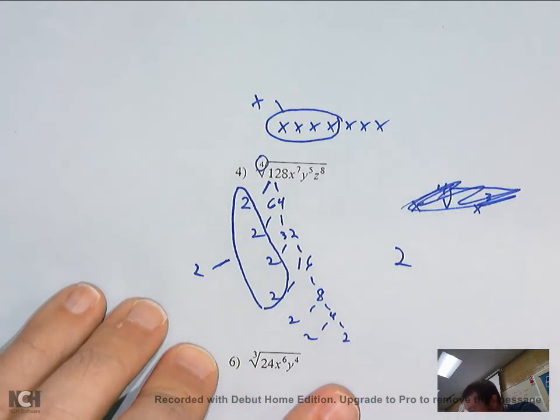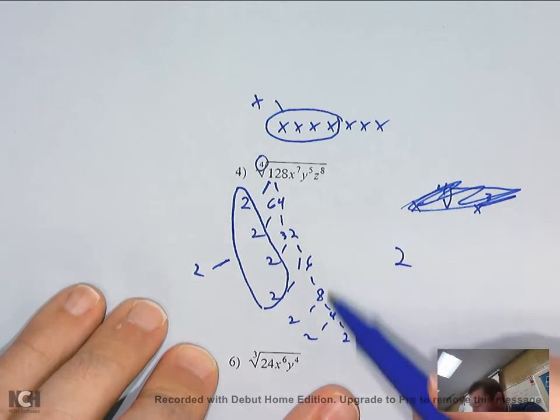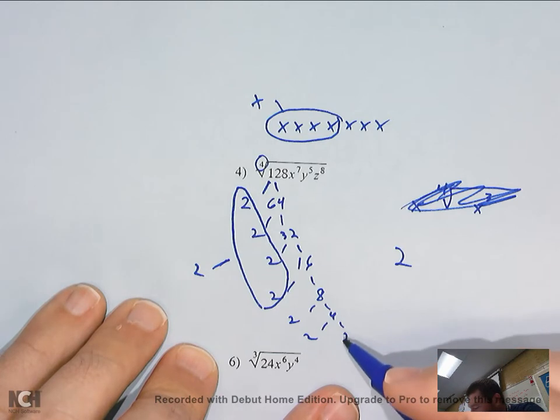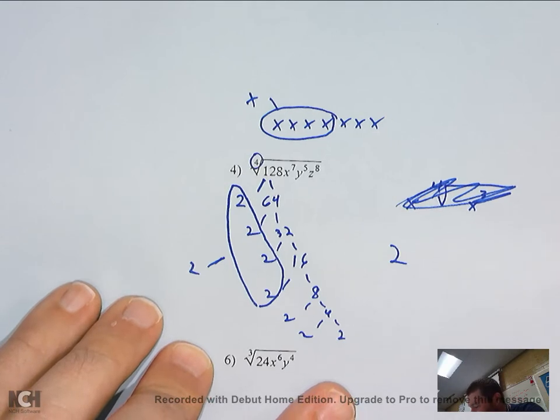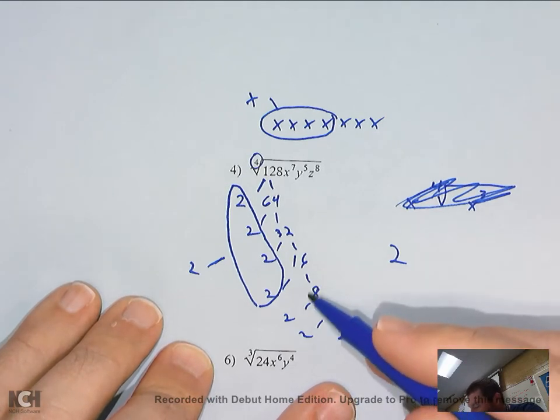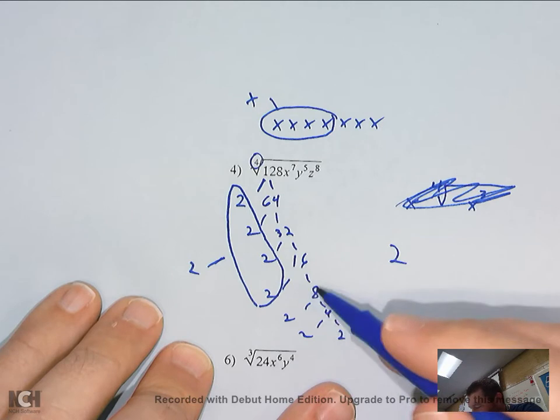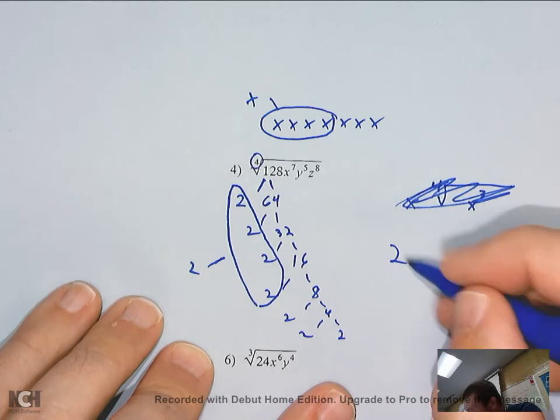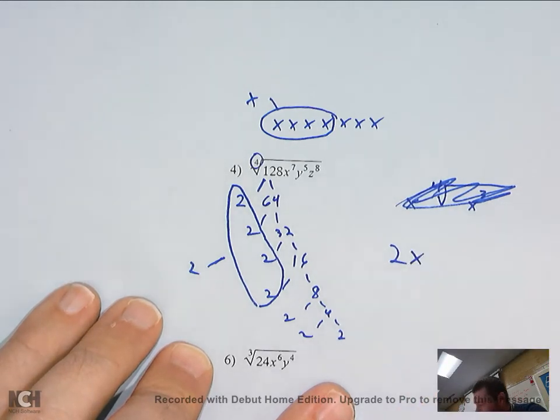So I have a 2 in front, and then I have 3 2's remaining, right? So I can think of that as 2 times 2 times 2, which is 8. So there's going to be 8 remaining under the root. Okay, so this right here. Again, I can kind of stop at the last one that needed to be broken down.